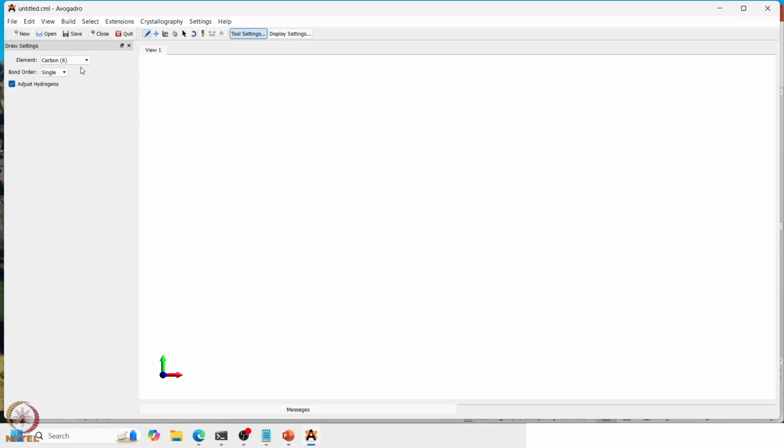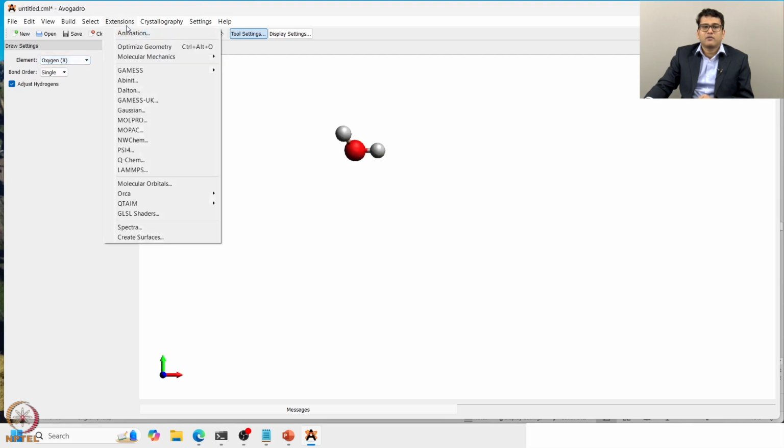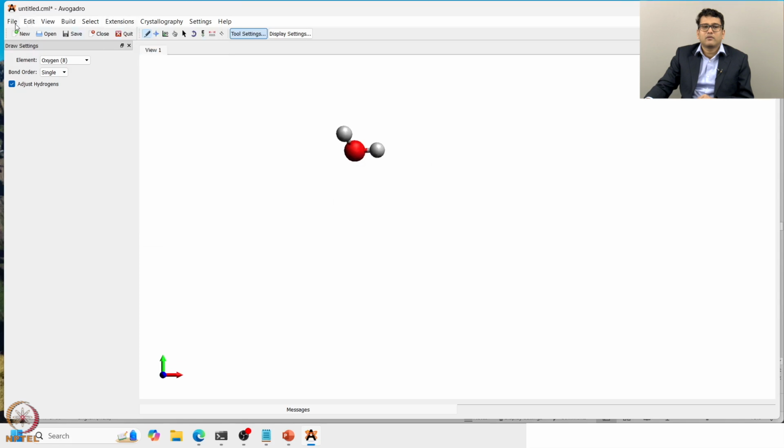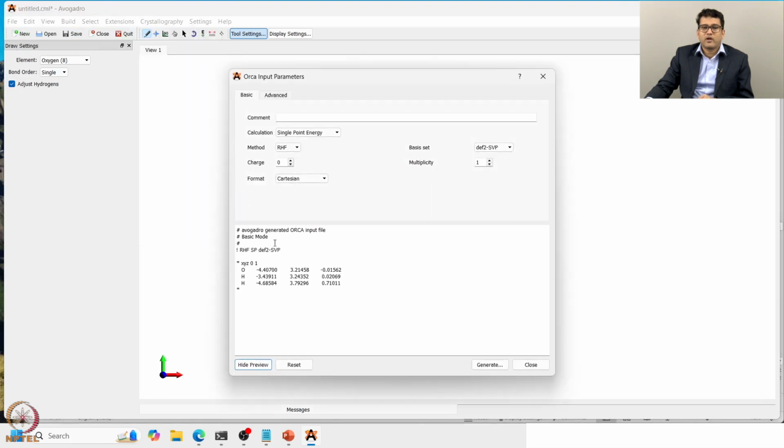Now, let us perform some MP2 calculation. Let us do a simple MP2 calculation with water. Generate the ORCA input file. Here, in place of RHF, I will write MP2.